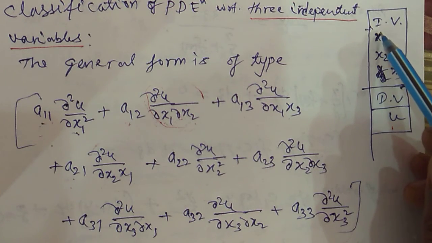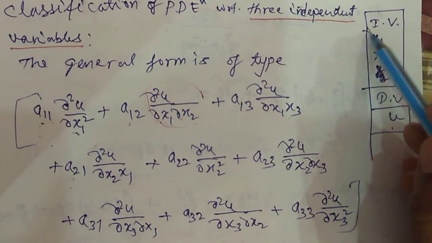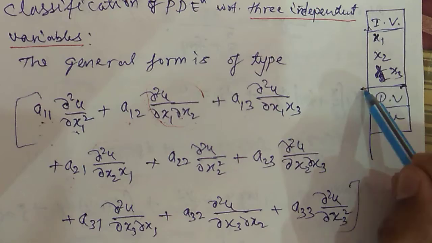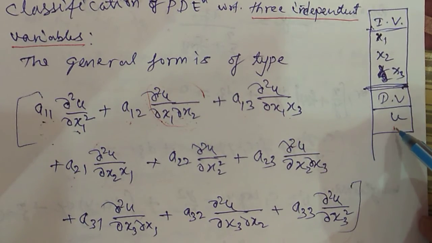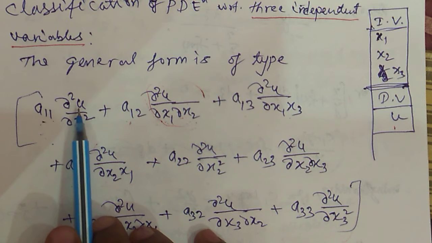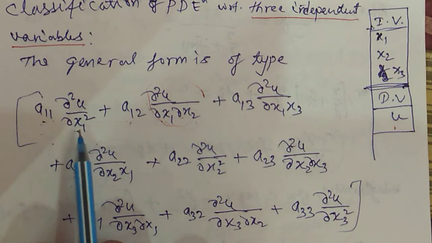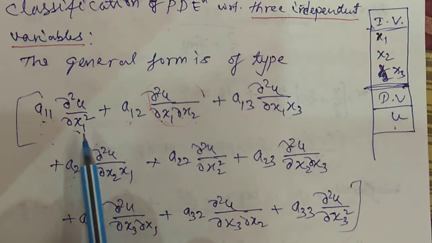Here we have x1, x2, x3. These are the independent variables, and the dependent variable is u. So we write this general equation with respect to u. u is the dependent variable and x1, x2, x3 are independent variables.